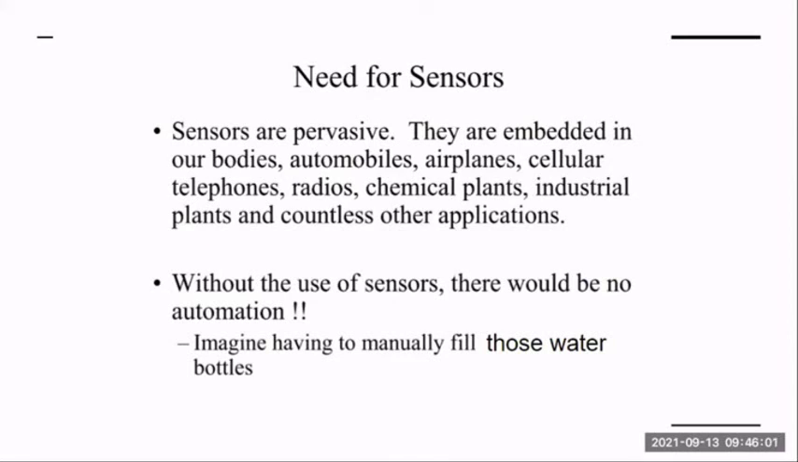Okay. So without the use of sensors, there would be no automation. Imagine having to manually fill those water bottles. Okay. Sensors are the main reason why we have automation, one of the biggest movers of the automation industry.